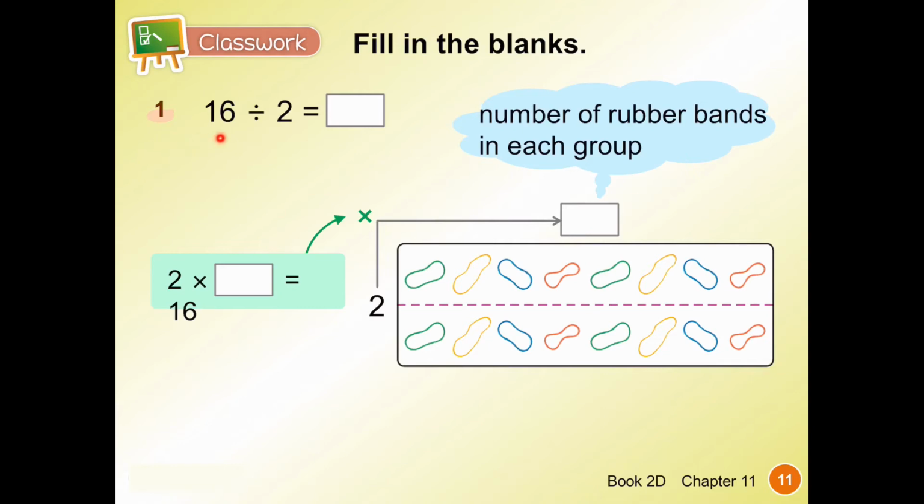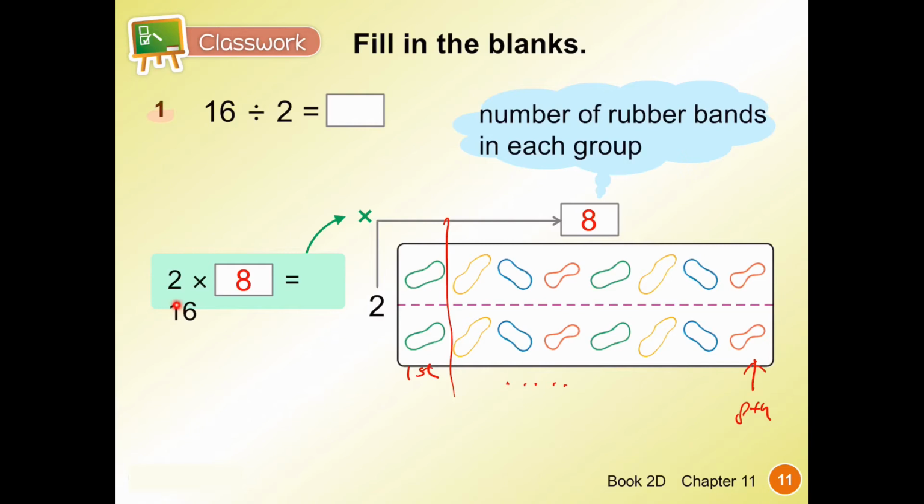Question number 1. 16 divided by 2 equals. So we know that we have 2 groups. We're dealing with rubber bands here. So we have 2 groups, and we'll do the assigning of the rubber band, 1 to each group first. So this is our first time, and then until here is our 8th time of assigning 1 rubber band to each group.